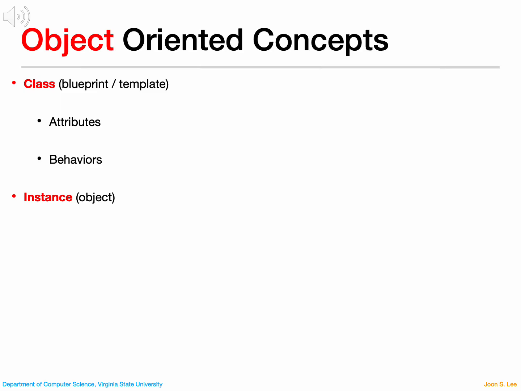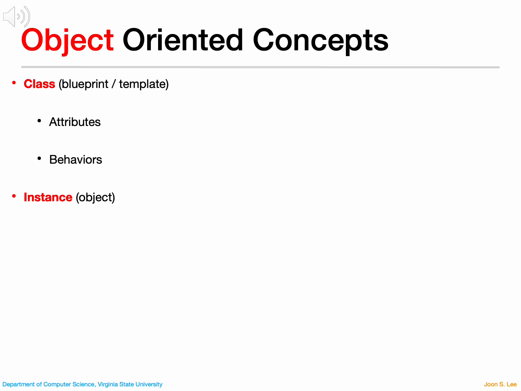Now let's formalize some of the key terms we've been using. At the center of object-oriented programming is the idea of a class. A class is a blueprint or a template. It describes what something is made of and what it can do, but it is not a real thing by itself. Inside a class, we define two main components. First are attributes. Attributes represent the data, the information we want to store. For example, a student's name, ID number, or GPA.